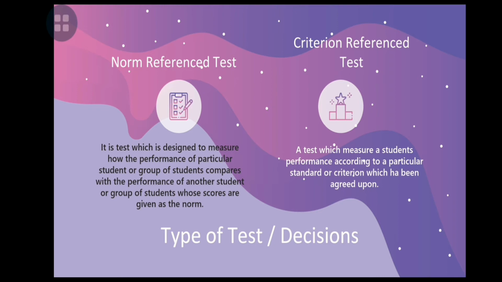And then the second is the criterion-referenced test, or CRT. It is a test which measures a student's performance according to a particular standard or criterion which has been agreed upon. The test is designed to measure a student's academic performance against some standard criteria. An example is the curriculum taught in a course, academic program, or content area.